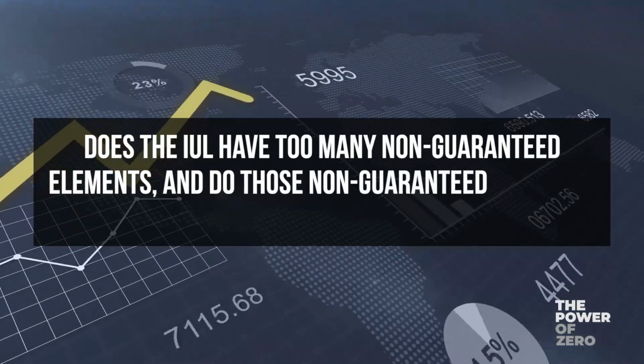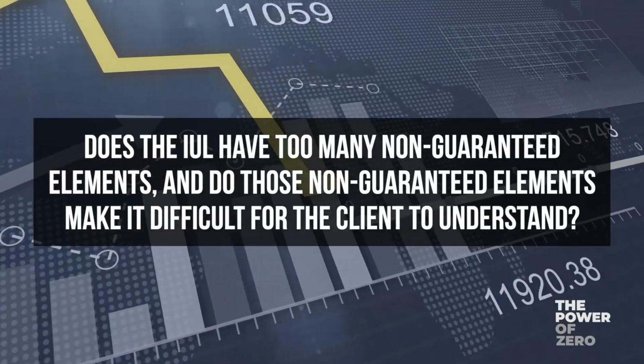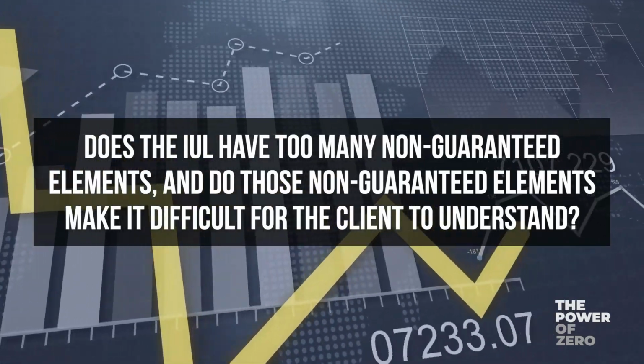Okay, now that we've defined what the IUL is designed to do from a conceptual standpoint, let's address the poster's initial question. Does the IUL have too many non-guaranteed elements, and do those non-guaranteed elements make it difficult for the client to understand? A lot of that, I suppose, depends upon the financial advisor who's explaining the policy.